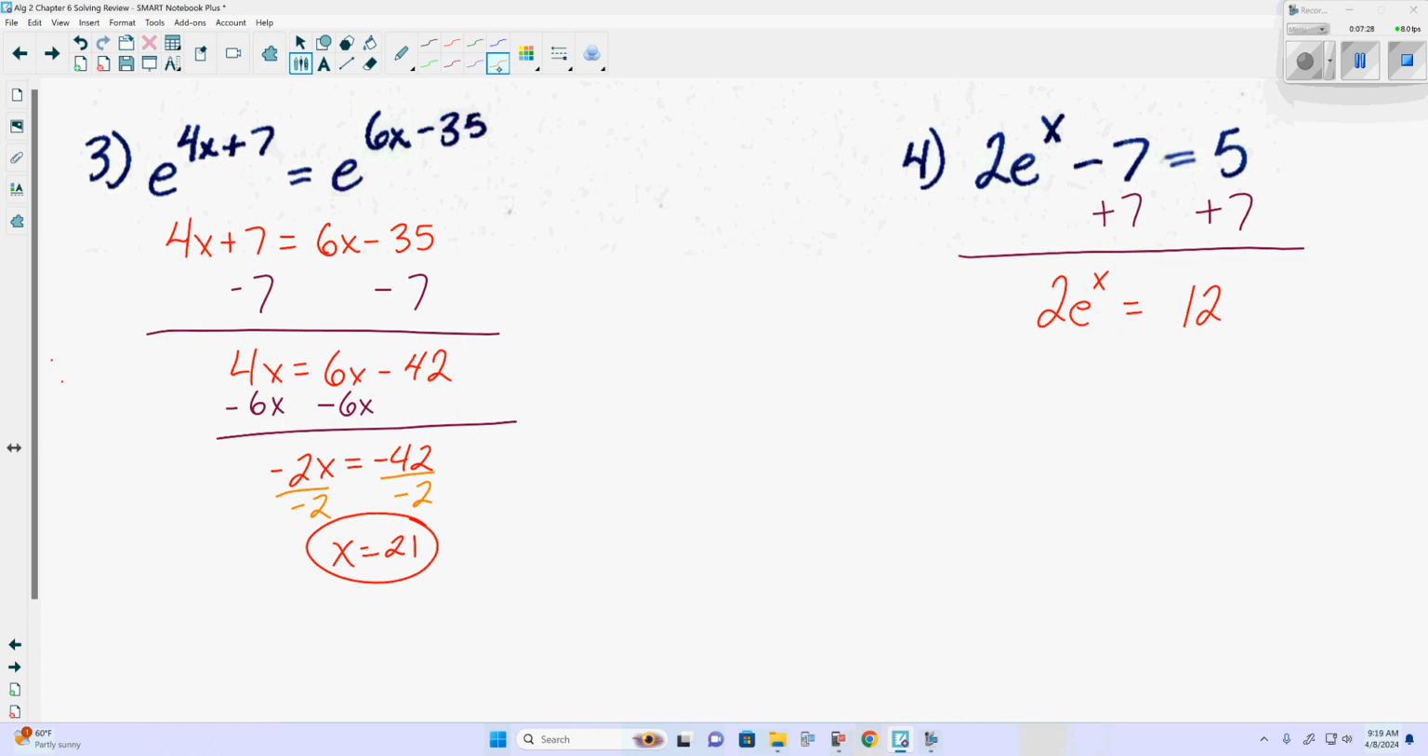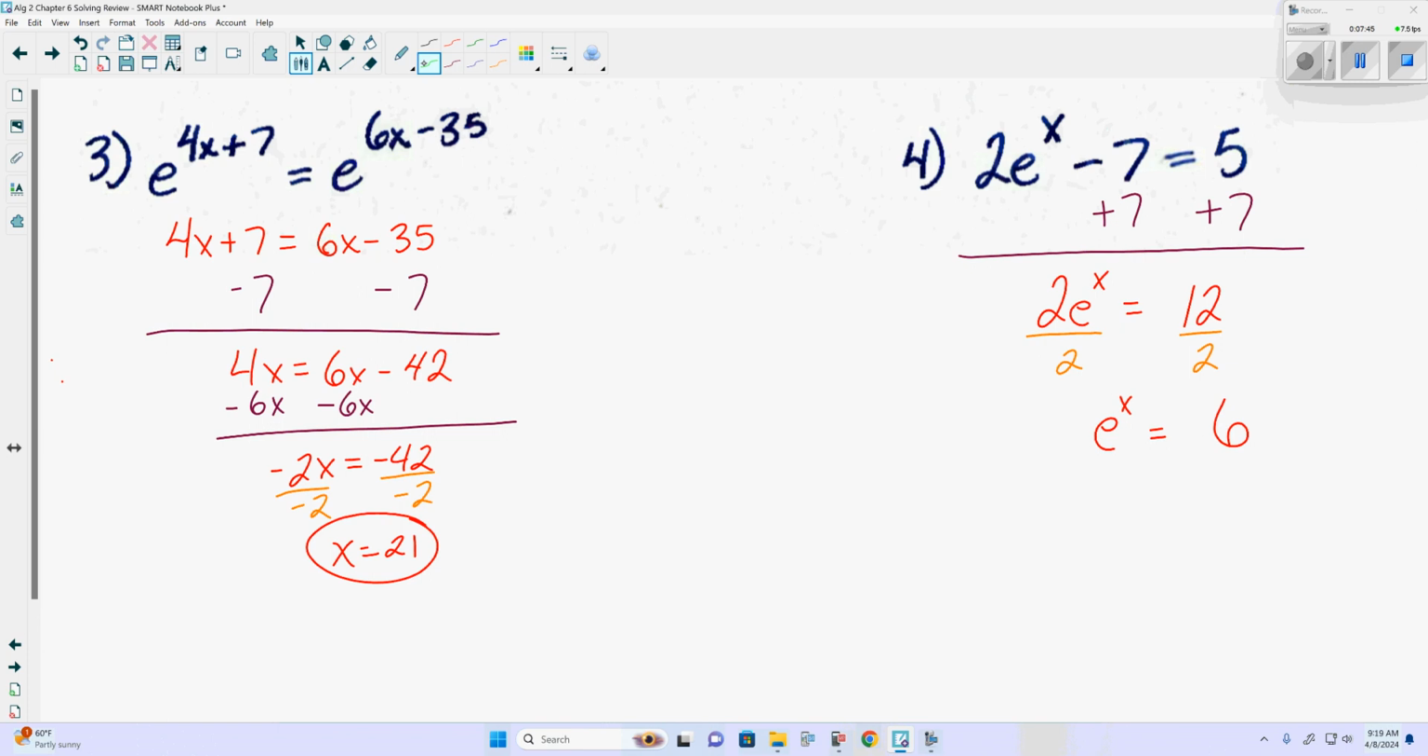What can we do next? We would divide both sides by 2, telling us e to the x is equal to 6. Questions on how we got to this here?